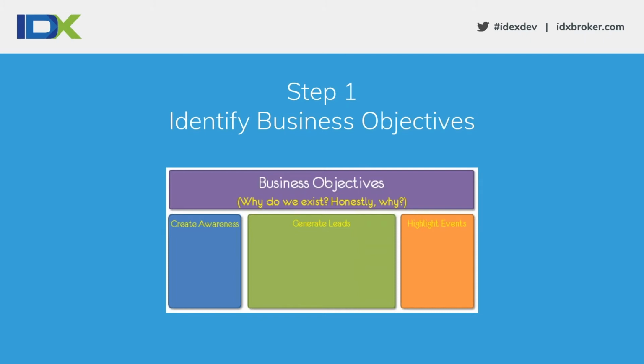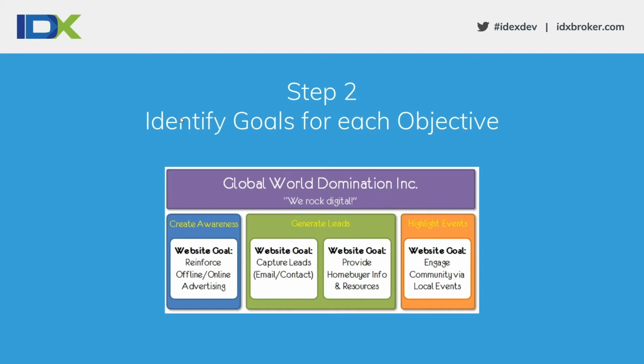So once you've identified what your objectives are, you'll want to plan the goals for each objective. So if you want to create awareness, a good goal would be to reinforce your offline and online advertising by increasing traffic to your website. For generating leads, you want to capture leads, as in get someone to subscribe to updates for a specific listing or sign up for an open house. And also provide home buyer info and resources. So if you have downloadable PDFs with information that would be useful for people who are interested in buying houses, tracking how often those things get downloaded would be a goal.